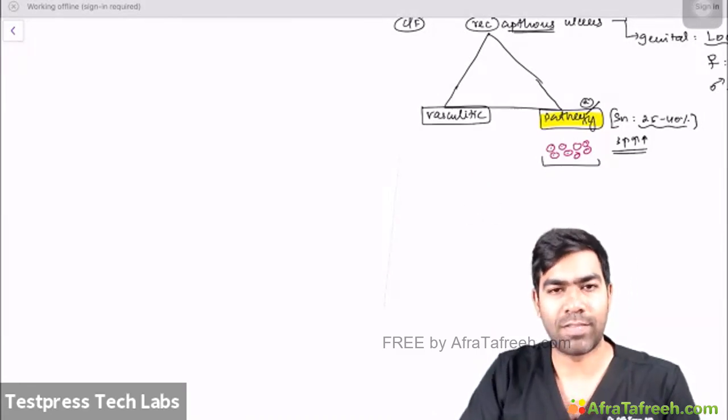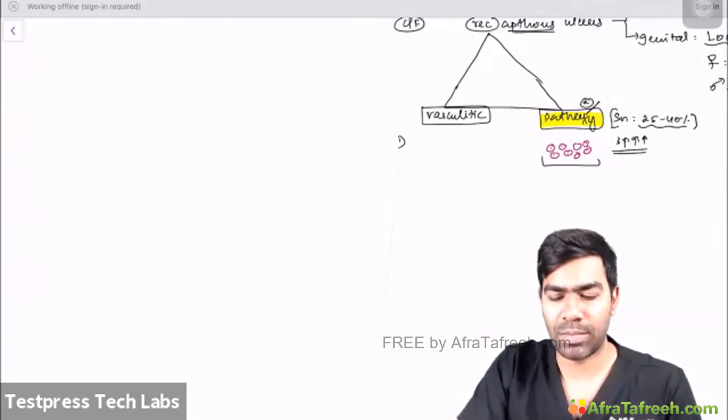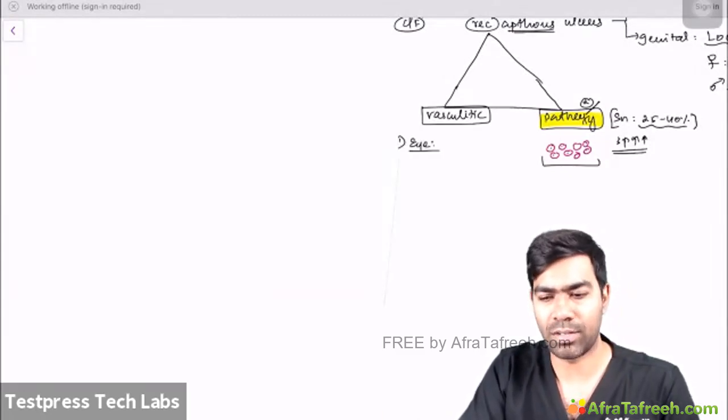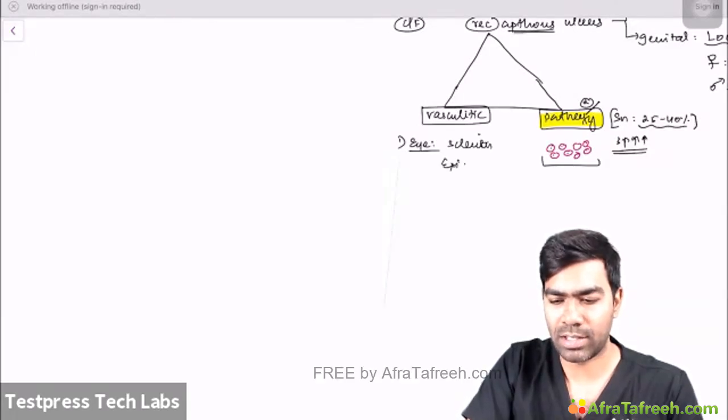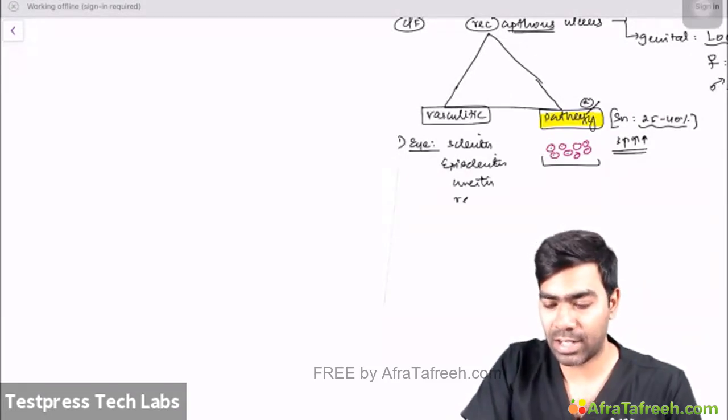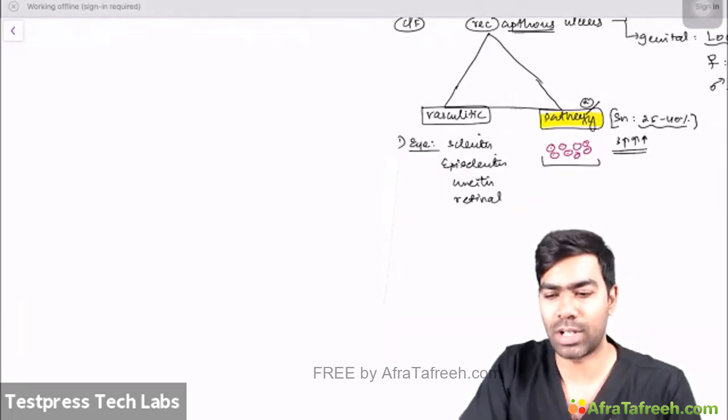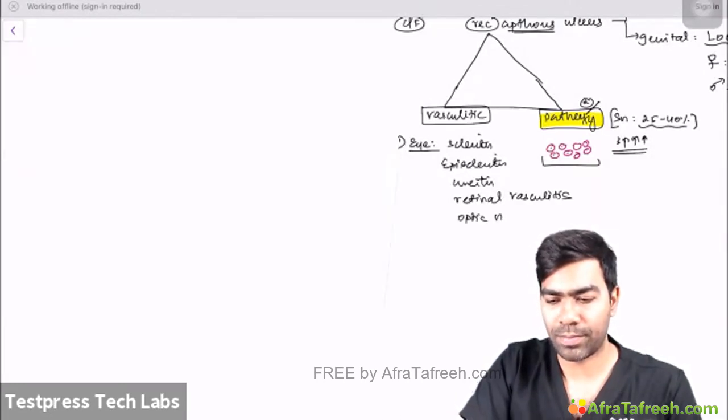So there could be some vasculitis features. For example, number one, eye involvement is quite common in Behçet. They can produce scleritis, episcleritis, uveitis, retinitis. Retinal involvement is quite common, and retinal vasculitis is very common, which can result in blindness. They can produce optic neuritis also, which can be vision threatening.